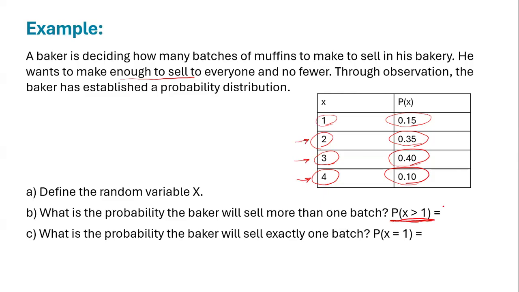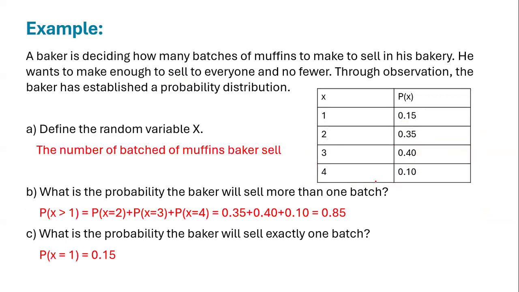When I say the probability of x more than 1, I need the probability when x is equal to 2, or the probability when x is equal to 3, or the probability when x is equal to 4. So I need the probabilities of 2, 3, and 4 and add them together. And I have those numbers. So 0.35 must be added to 0.40 and to 0.10. And as you see, the answer is 0.85.